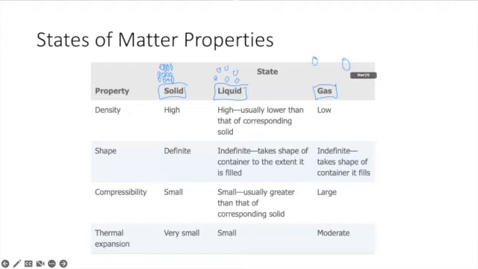Gas, their particles are all over the place in space. They have a very low density. Again, they have an indefinite shape, meaning that they will take on whatever room or volume that they are being confined to. They have a large compressibility. We can confine gases down to whatever volume we want it to take on. And if gases were to be heated, they're going to expand.